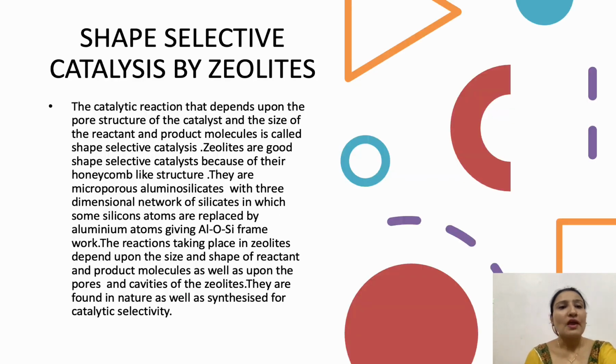Now, shape selective catalysis by zeolites. This is a very important topic of catalysts. The catalytic reaction that depends upon the pore structure of the catalyst and the size of reactant and product molecules is called shape selective catalysis. Zeolites are good shape selective catalysts because of their honeycomb-like structures. Zeolites have a structure which is known as a honeycomb-like structure, which resembles a honeycomb.